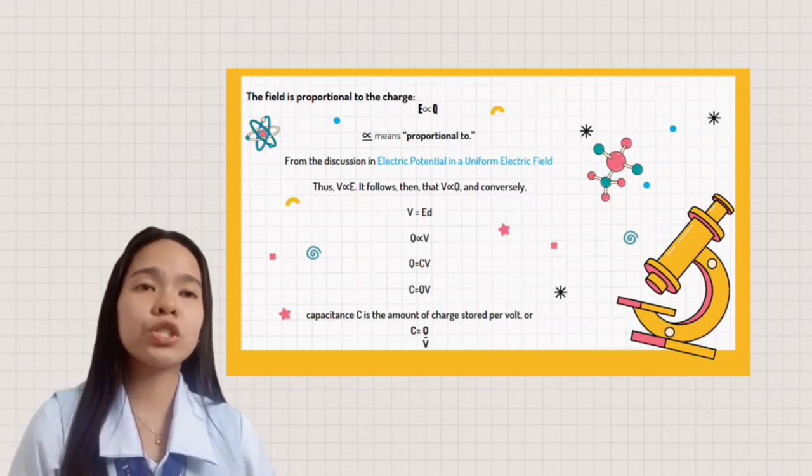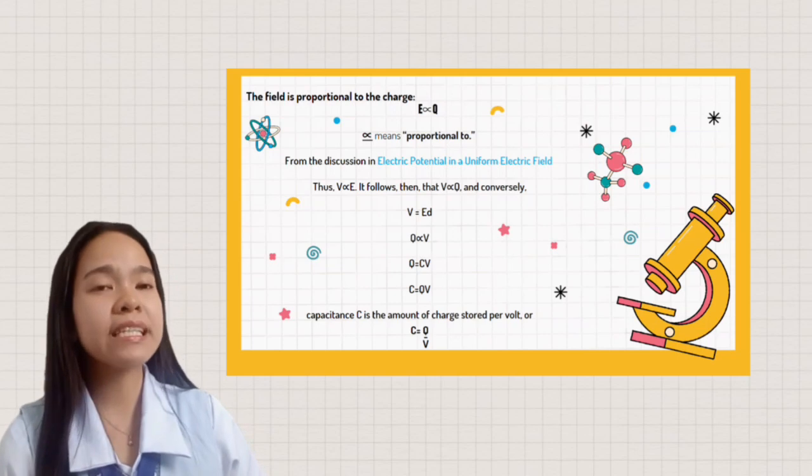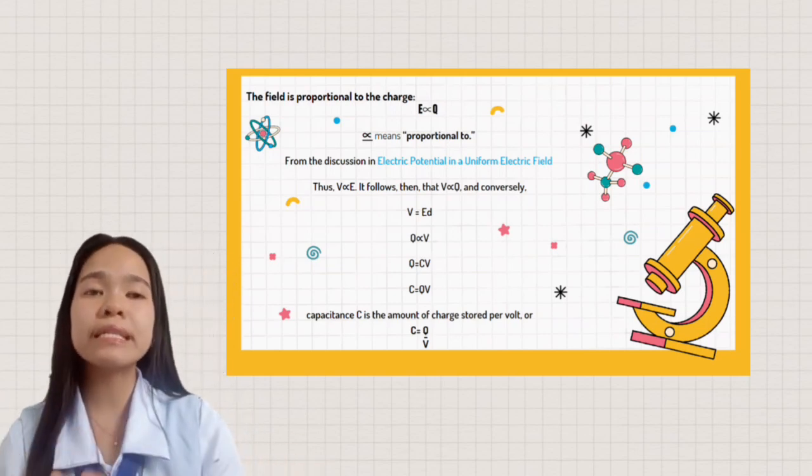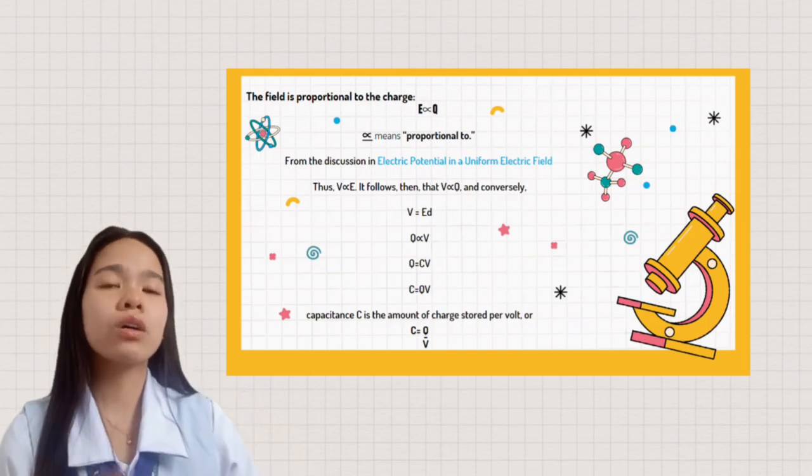Rearranging the equation, we see that capacitance is the amount of charge stored per voltage, or capacitance is equal to charge over voltage, C equals Q over V.